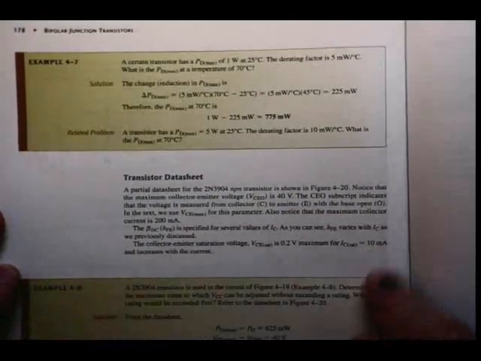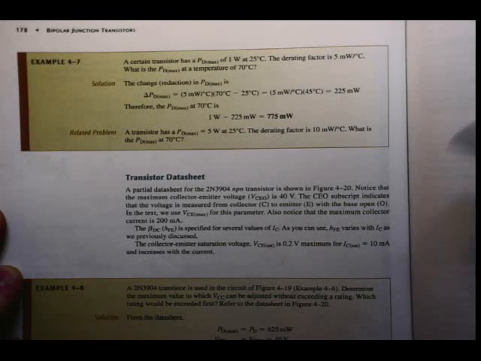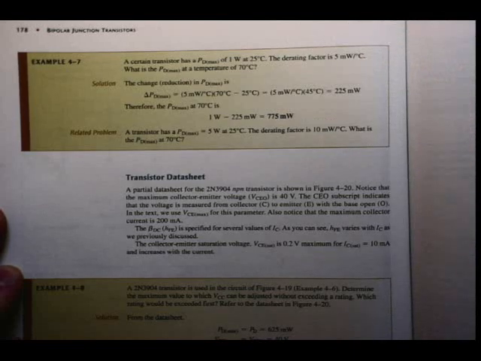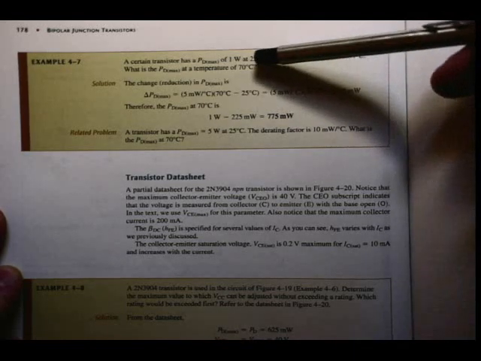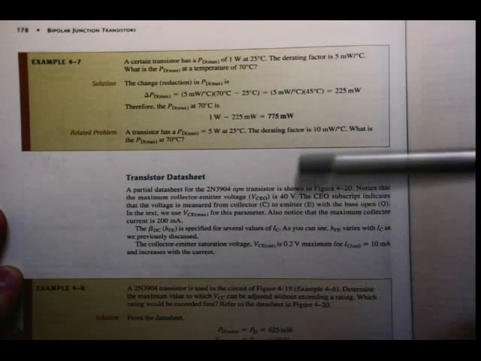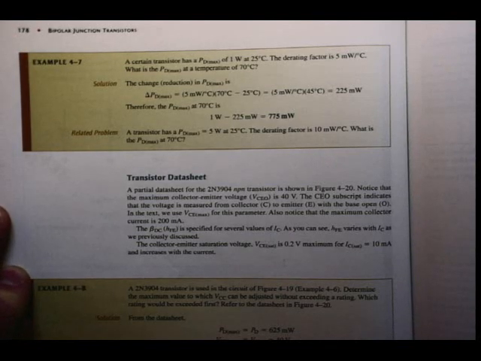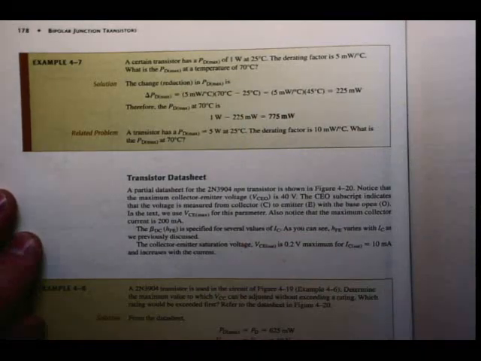Example 4.7. A certain transistor has a PD max of 1 watt at 25 degrees Celsius. The derating factor is 5 milliwatt per degree Celsius. What is PD max at a temperature of 70 degrees Celsius? Alright, and if I don't give you these values, you will have to get them from the data sheet, but I will show you how to get them from the data sheet. So I have to go and calculate: what is the change in PD max, the delta PD max?